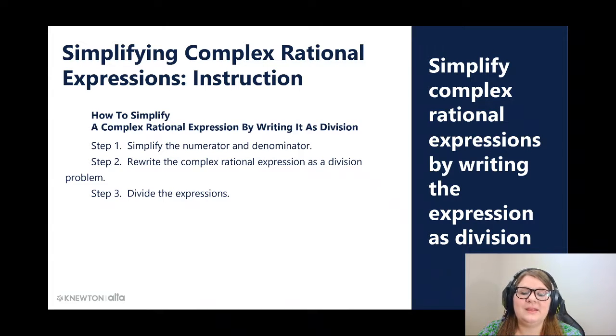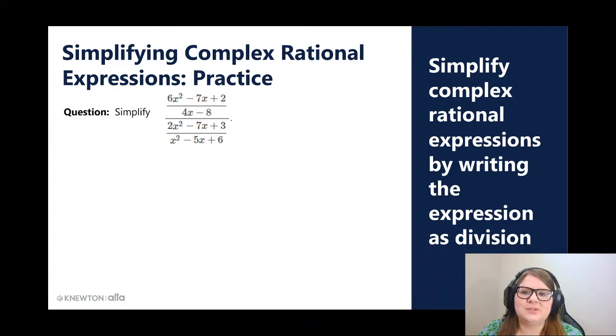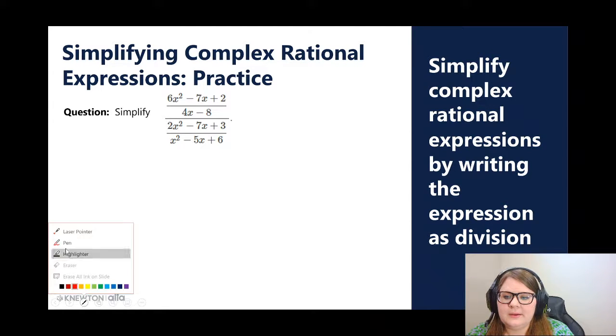So remember, that'll be keep the first fraction, change to multiplication, and flip the second fraction. So we're going to jump straight in. Notice here that we have a fraction inside a fraction. Really, this division bar, this fraction bar, means division.